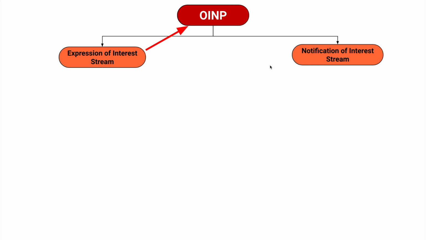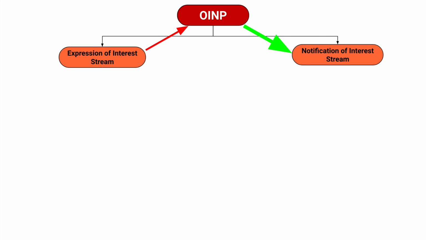But in the notification of interest stream, Ontario PNP reaches out to you to say that they are interested in nominating you and giving you the 600 additional points if everything is proper. Ontario PNP is going to send you a notification that they are interested in giving you the nomination. So that's why it is called the notification of interest stream.